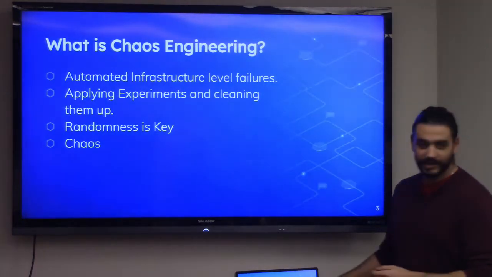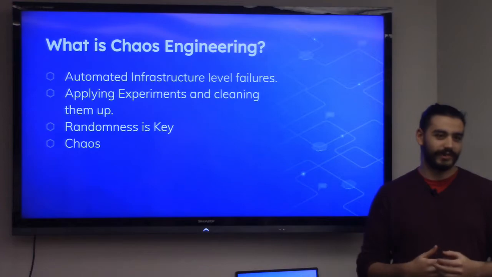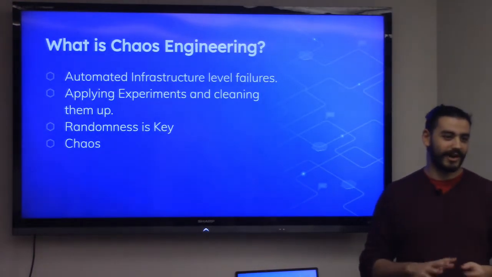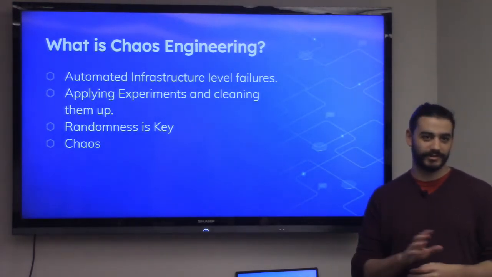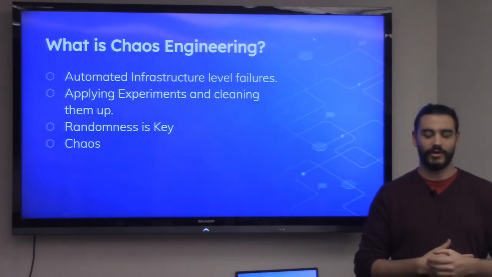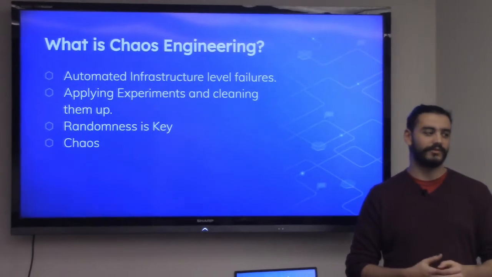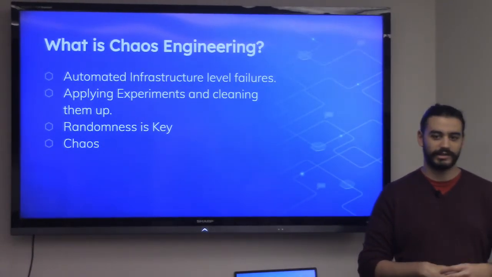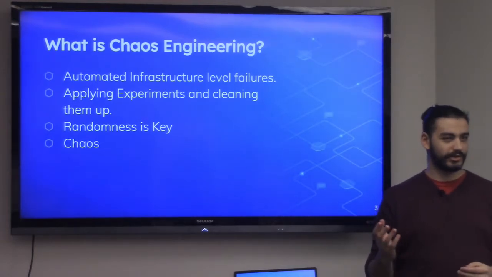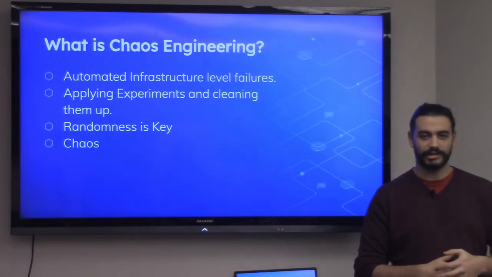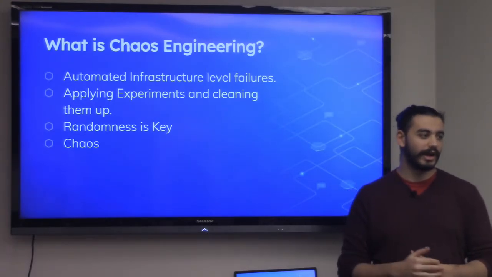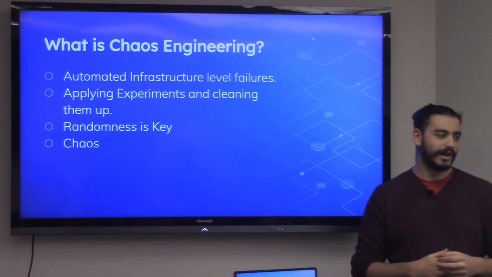So what is this super edgy engineering field? It's automated infrastructure level failures. I'll use that phrase a lot, but I'll just keep it to failures as I go on. Essentially, this is stuff that happens to the infrastructure that we don't want to happen: servers going down, the network having some kind of latency, or something weird happening to the network in our infrastructure.